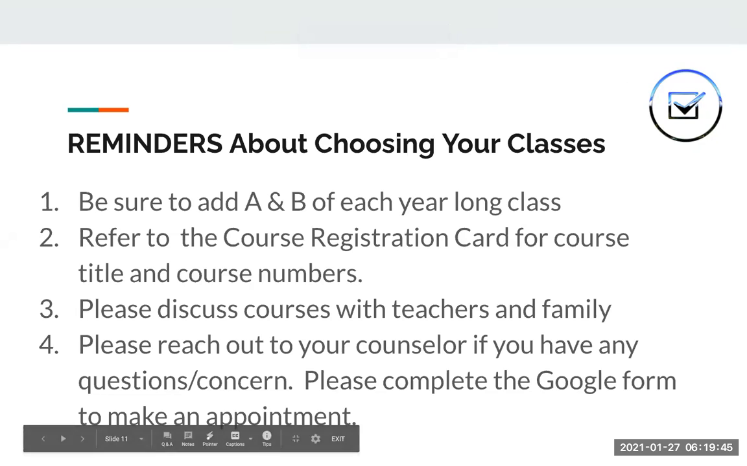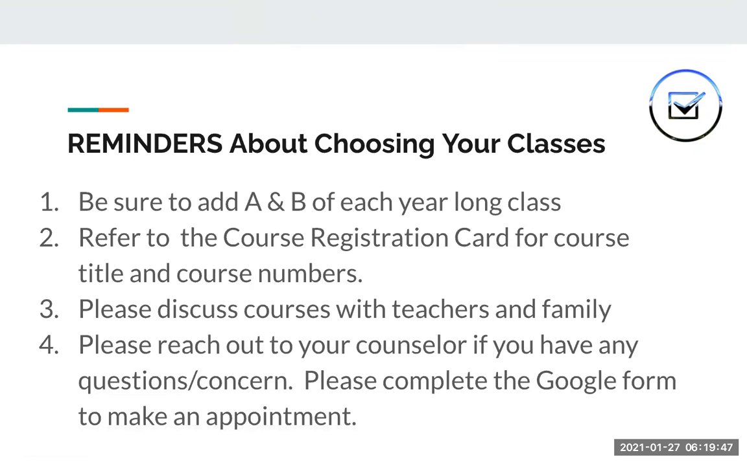A couple reminders before we begin adding classes to your student view accounts. The first and very important reminder is to make sure you add A semester and B semester course. For example, if you're going into Honors English 9, you want to take Honors English 9A and Honors English 9B. And you will do the same thing if you're going into Honors Biology. You do Honors Biology A and you want to locate Honors Biology B.